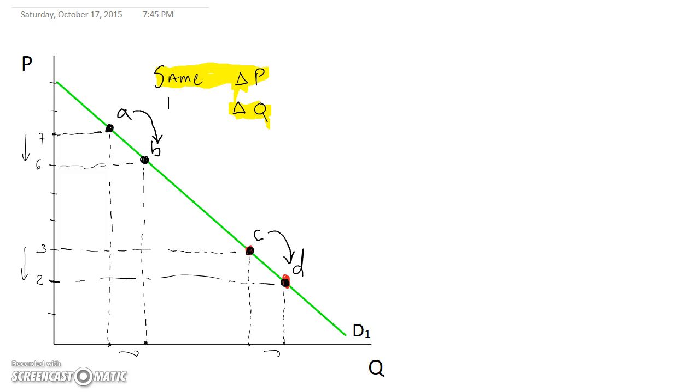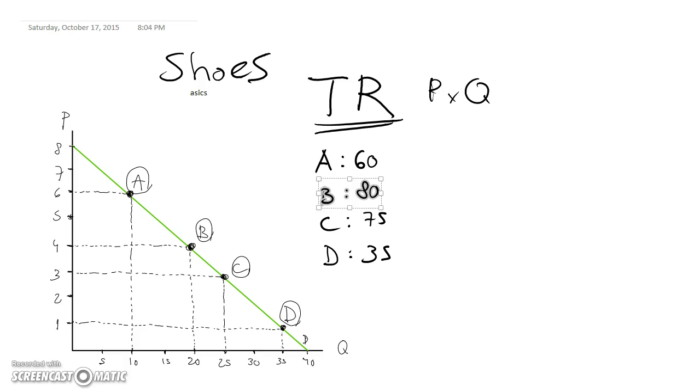The same thing happens with the quantity demanded. We can see how the change from here to here is much larger than the change from here to here. Therefore, it's understandable that a change in quantity demanded or in price, in absolute value, even though it's the same, is going to have a different effect on PED. Moving on, we have the example of shoes, in this case ASICS.